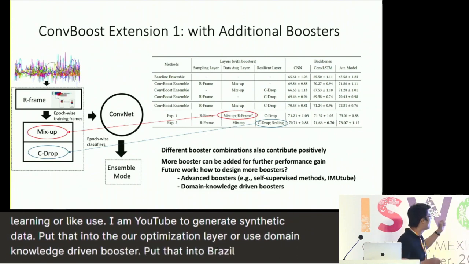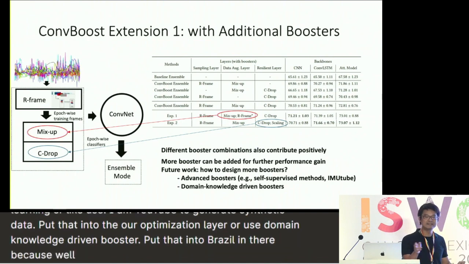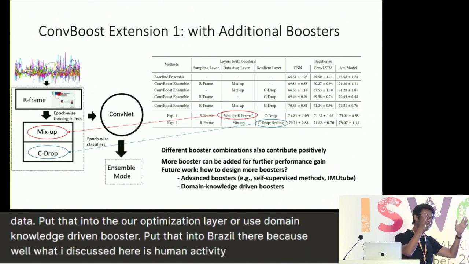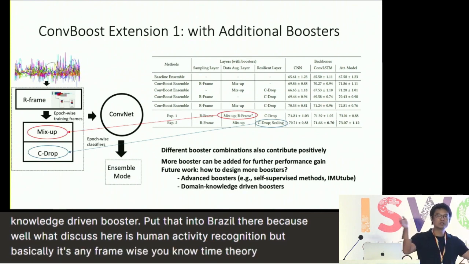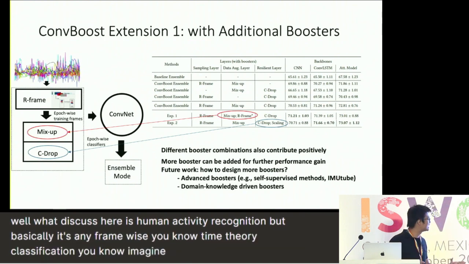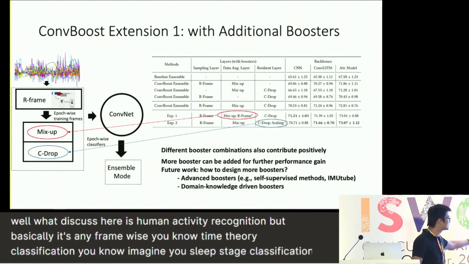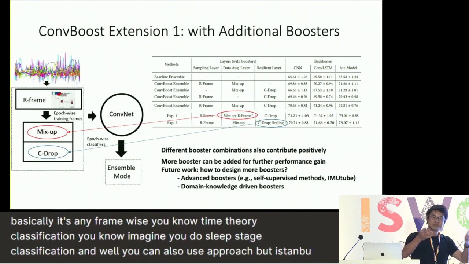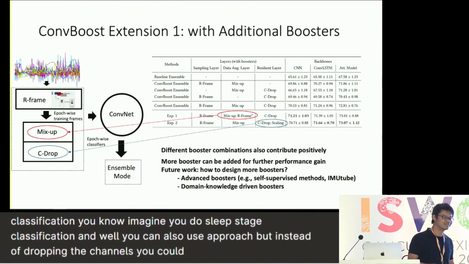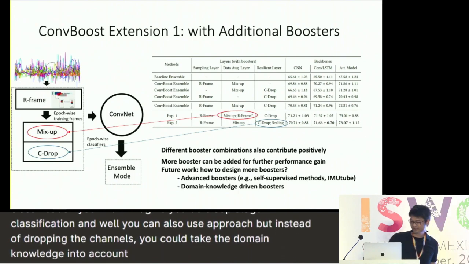What I discussed here is human activity recognition, but basically it's any frame-wise time series classification. Imagine you do sleep stage classification, and you can also use the approach, but instead of dropping the channels, you could take the domain knowledge into account and design your own booster.